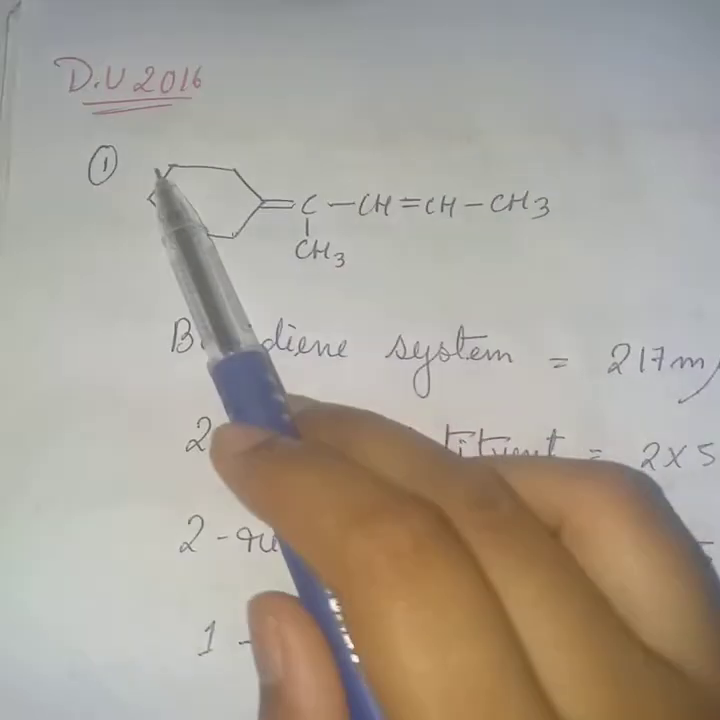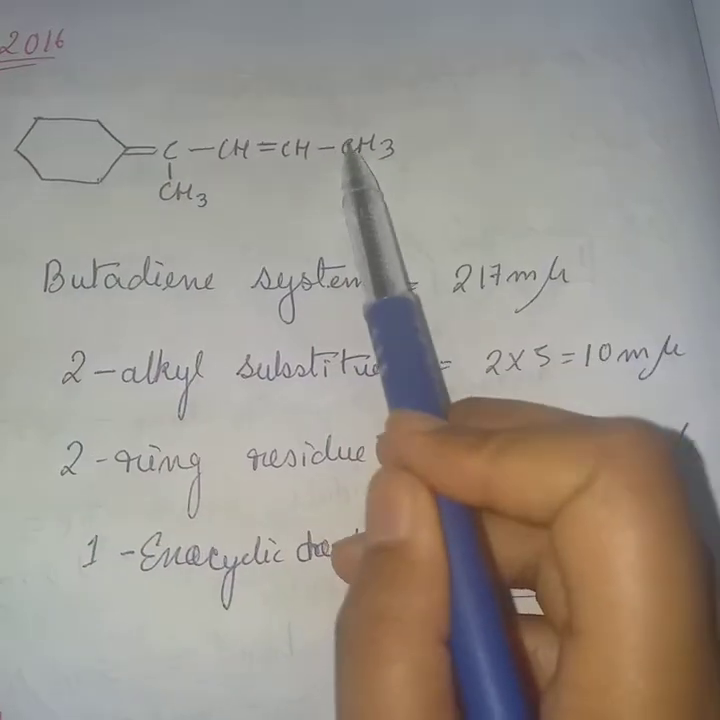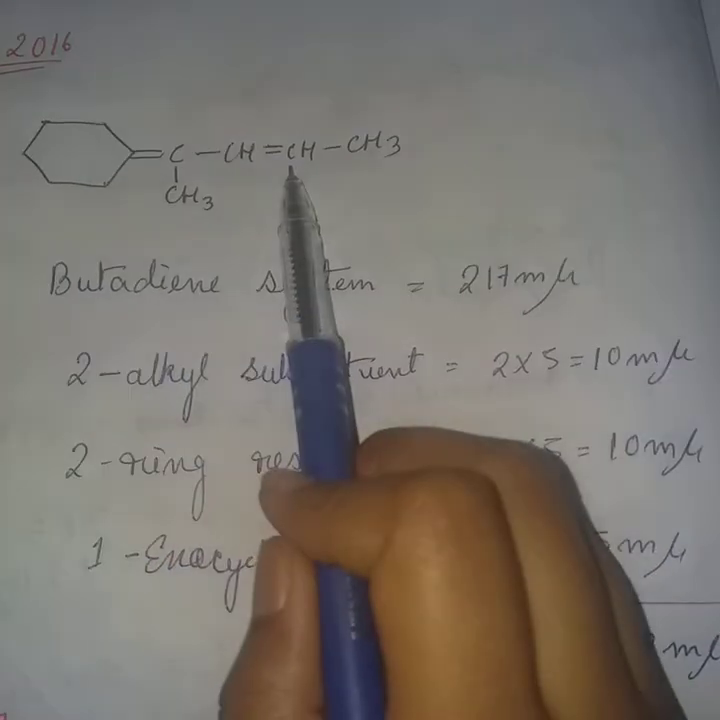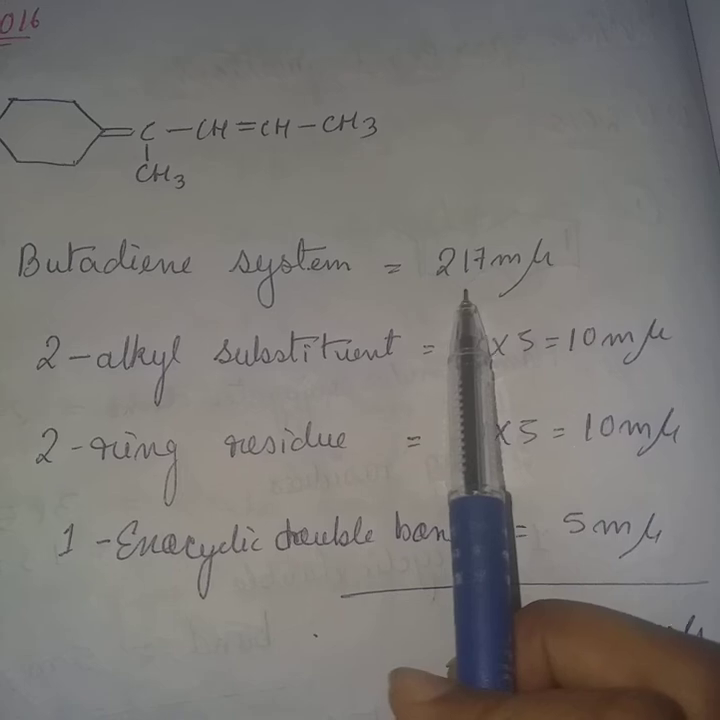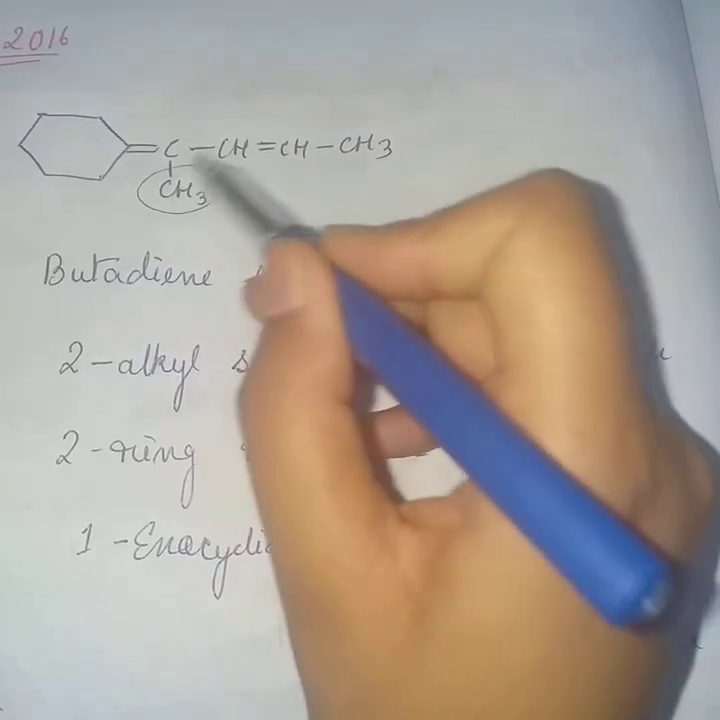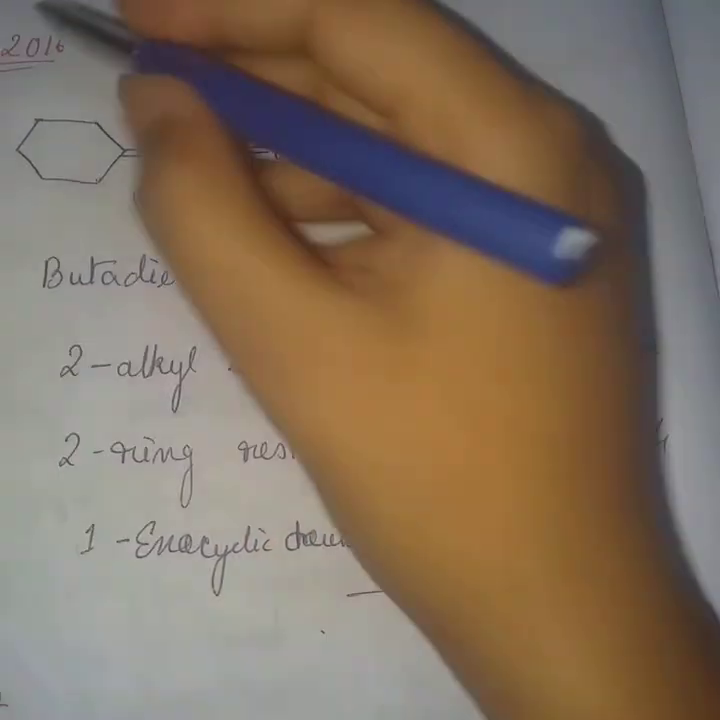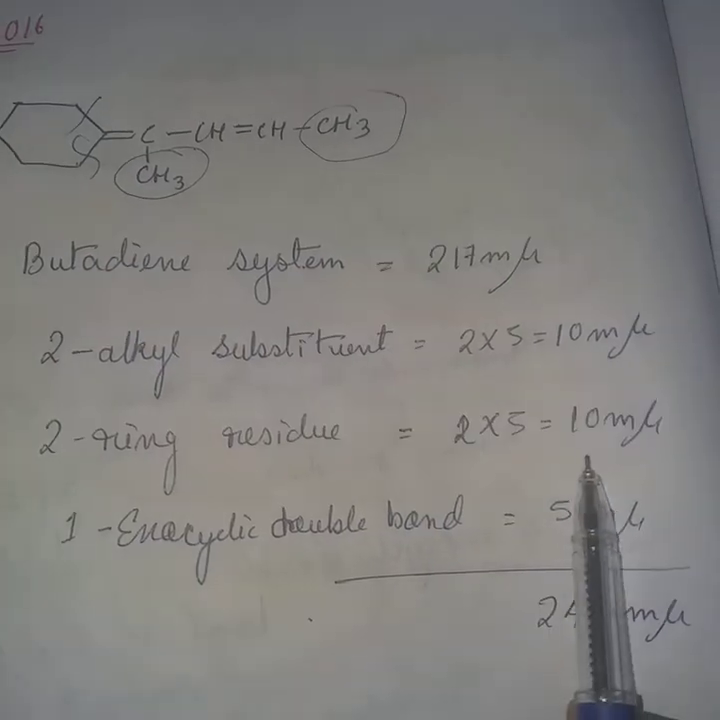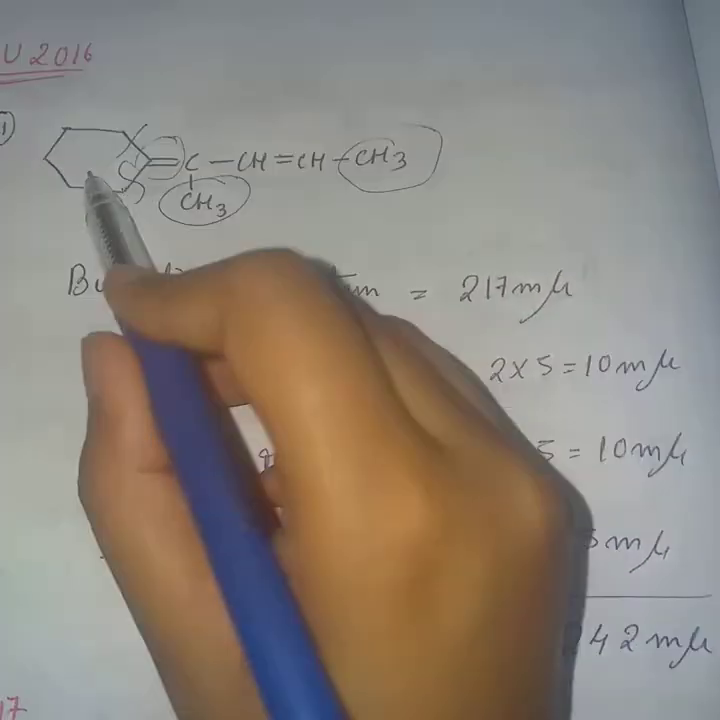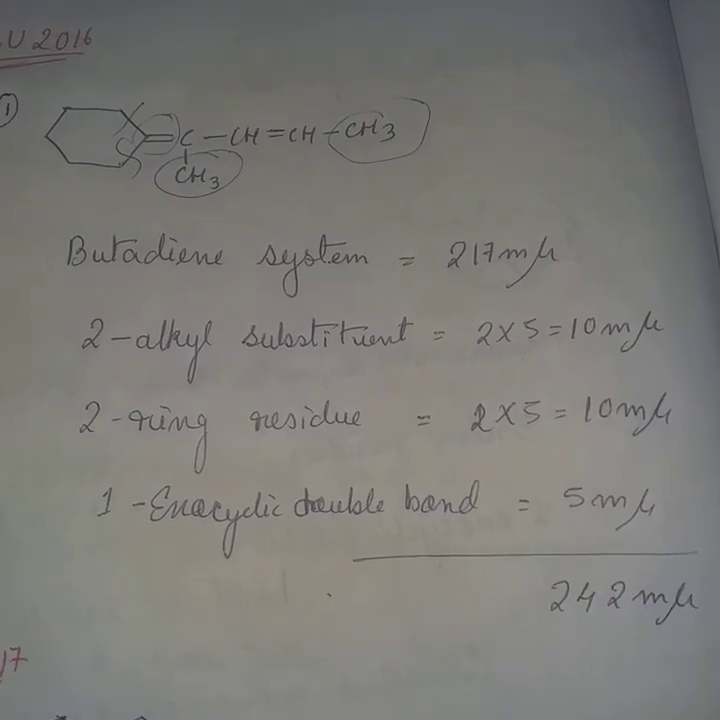This was a question in 2016 paper. This is a butadiene system. See 1, 2, 3, 4. So this is a double bond here, a double bond here, it is in conjugation, it is a butadiene system. That is why we have taken 217 millimicron. Here are 2 alkyl substituents, see, and 2 ring residues as well. Therefore, we have taken 10 millimicron, and 1 exocyclic double bond as well. For this ring, this is the exocyclic double bond. Therefore, we have taken 5 millimicron, and here is the total.